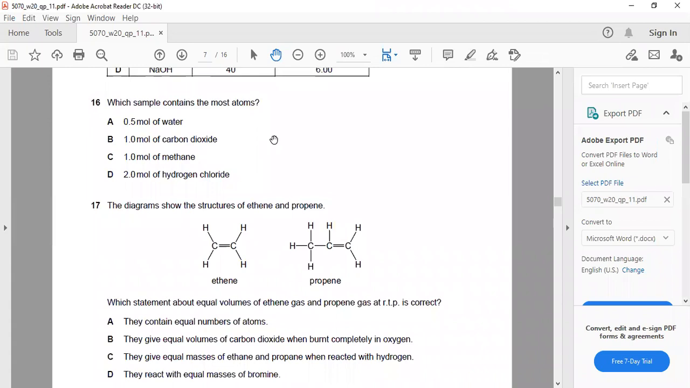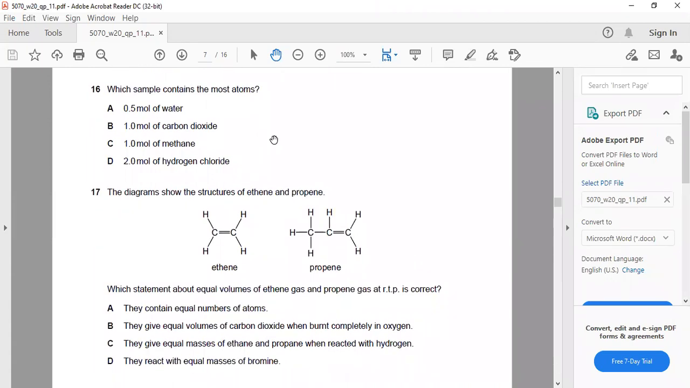Again, mole question, and I tell you the shortest way to do this question. This also is a mole question.